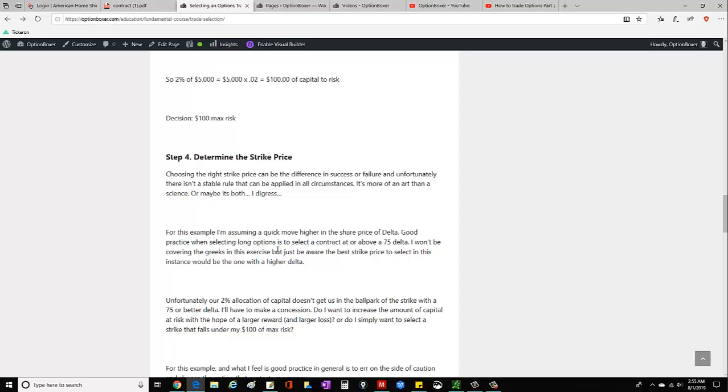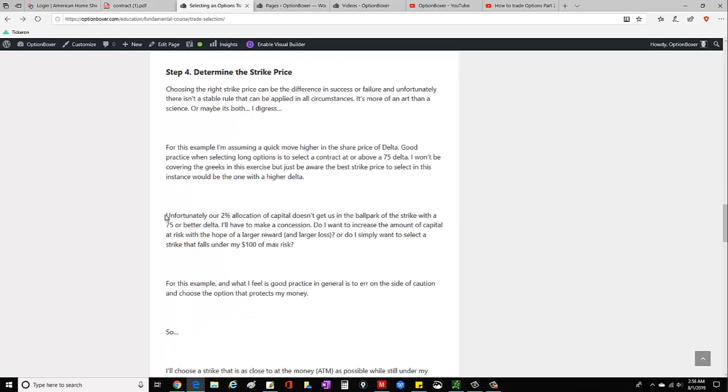So good practice when selecting long options is to buy a call option with a 75 delta or better. I won't be covering the Greeks, but just be aware that the best strike price to select in this instance would be the one with the higher delta. Unfortunately, however, for this example, our 2% allocation is not enough to allow us to buy a 75 or better delta.